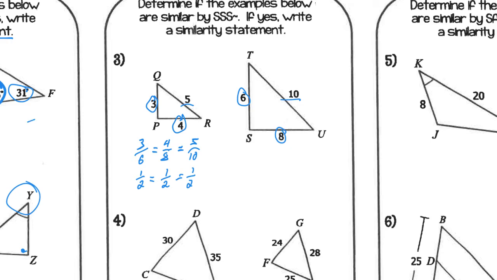So I will say triangle QPR is similar to triangle, then Q matches with T, P matches with S, R matches with U. So triangle QPR is similar to triangle TSU.